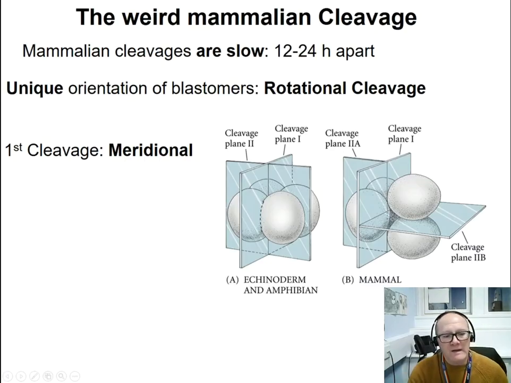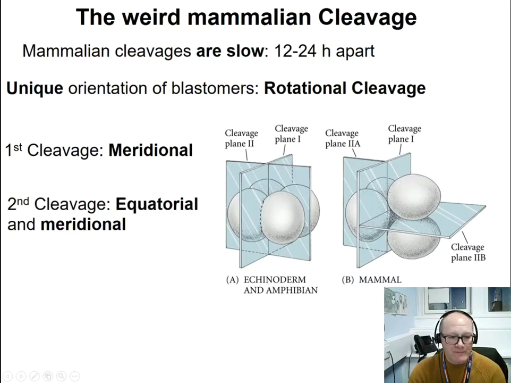On the other hand, for mammals on the right-hand side, you see that after the first cell division, the first cleavage plane, which divides the cell meridionally into a left and right cell, the second cell division is different for the two daughter cells. One of the two daughter cells divides again meridionally, producing a left and right cell, while the other cell divides equatorially, producing an up and down cell.